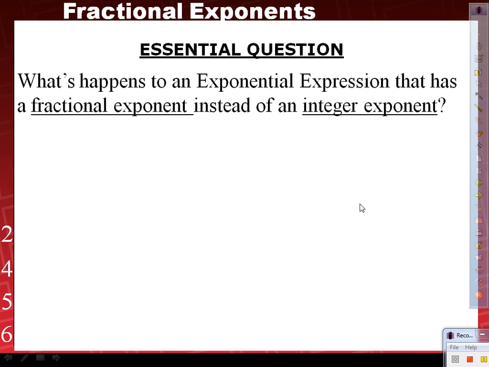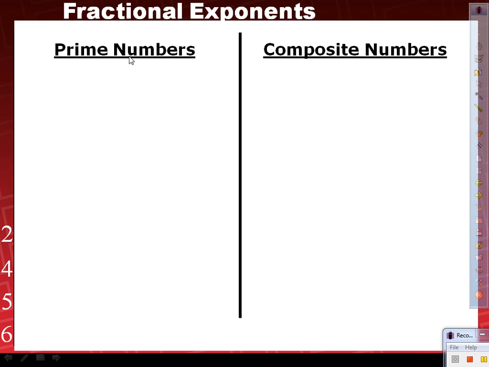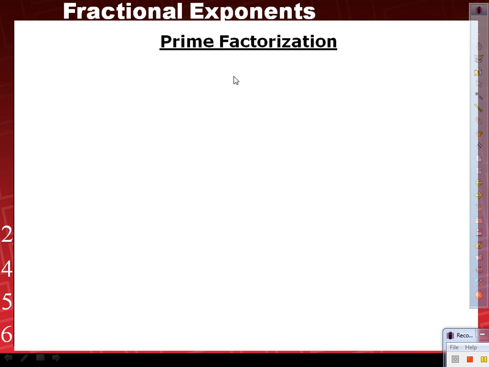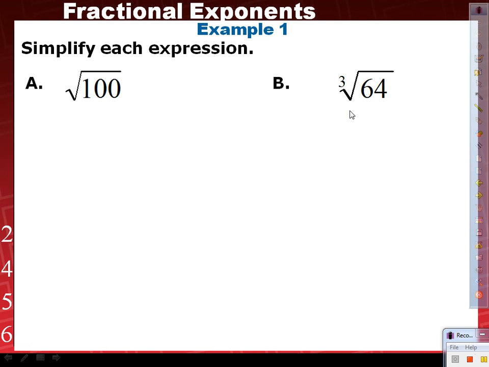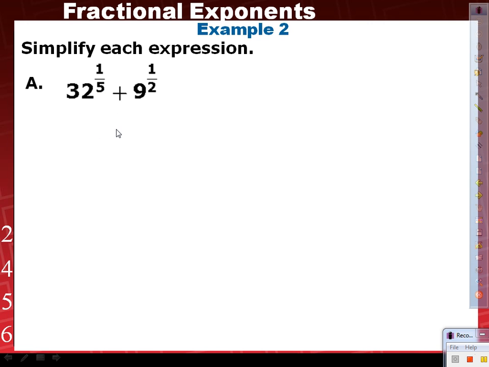Next. Yesterday we reviewed prime numbers and composite numbers, yes? We reviewed prime factorization. We saw how to change an exponential expression with a fraction as an exponent into a radical. We used it with numbers and we simplified all the way, yes? We did a couple of these. Some of these, yes? And your home plate had some of these also, right?